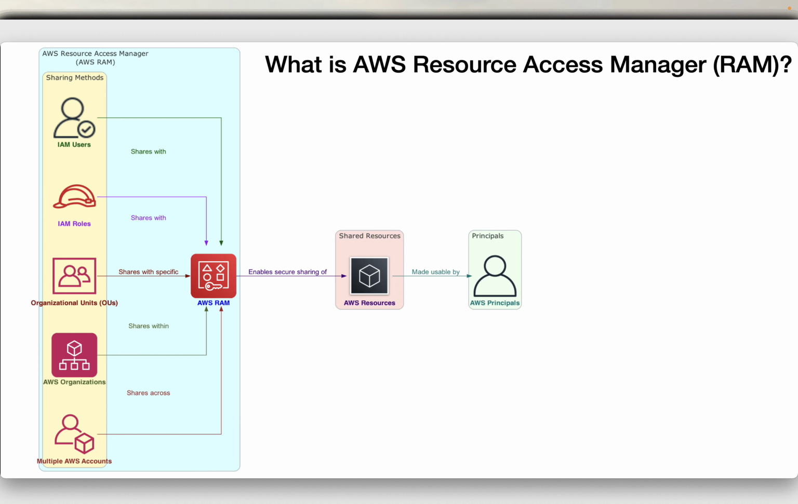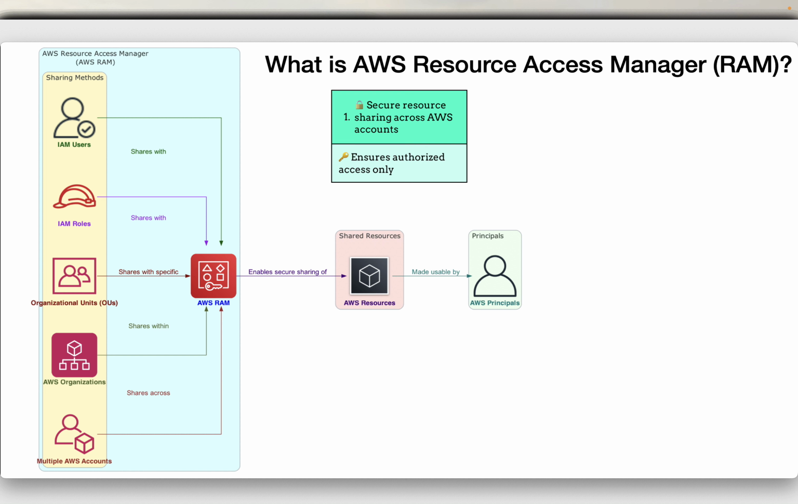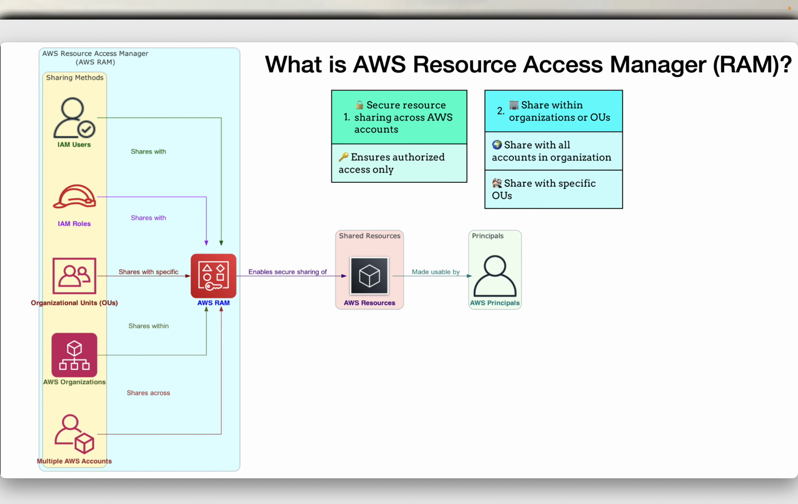So what is AWS Resource Access Manager? AWS RAM enables you to securely share your resources with other AWS accounts, ensuring that access is granted only to authorized entities. If your account is part of an AWS organization, you can share resources with all AWS accounts in the organization or specific organizational units (OUs).